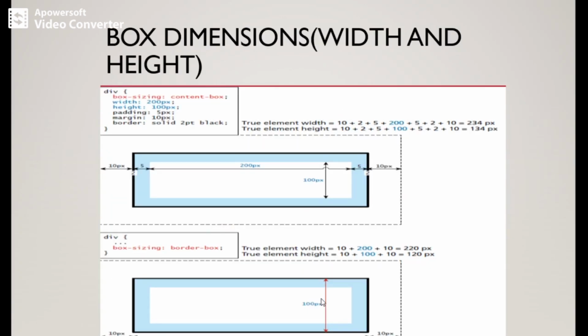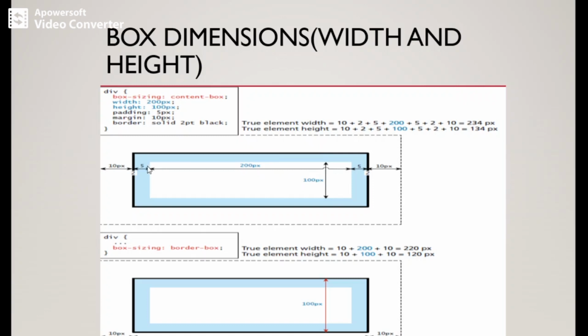Okay. Now box dimensions, height and width. This is important. Now where exactly your content is placed here, so what is the height and width you are going to set? See, width is 200 pixel, meaning from here to here it is 200 pixel. Height is 100 pixel, you can see from here to here. Now padding, margin, border, everything is given, but the actual width we need to calculate, and the actual height, how much.